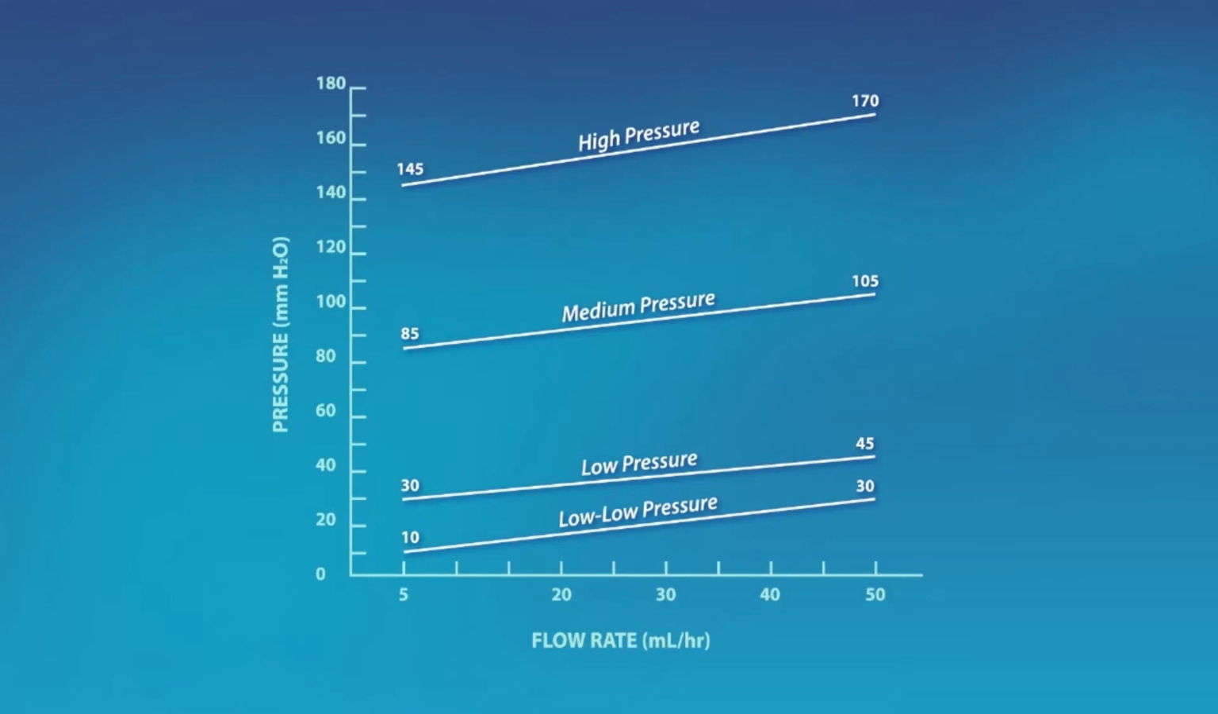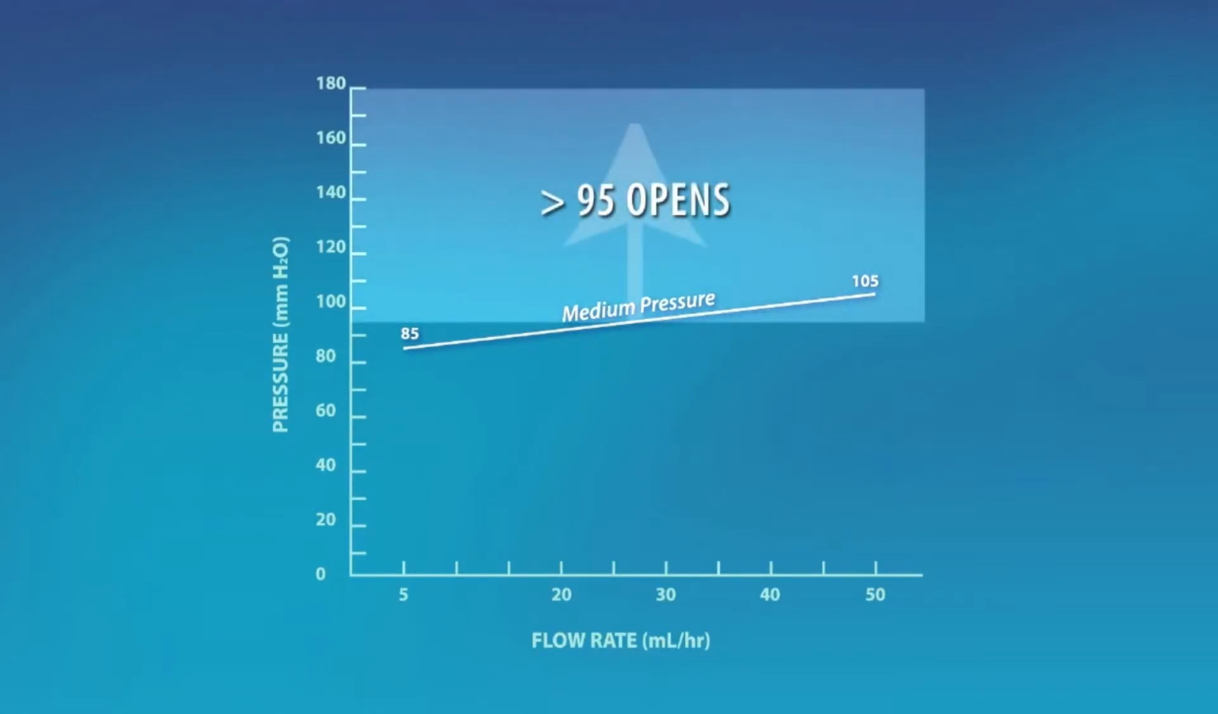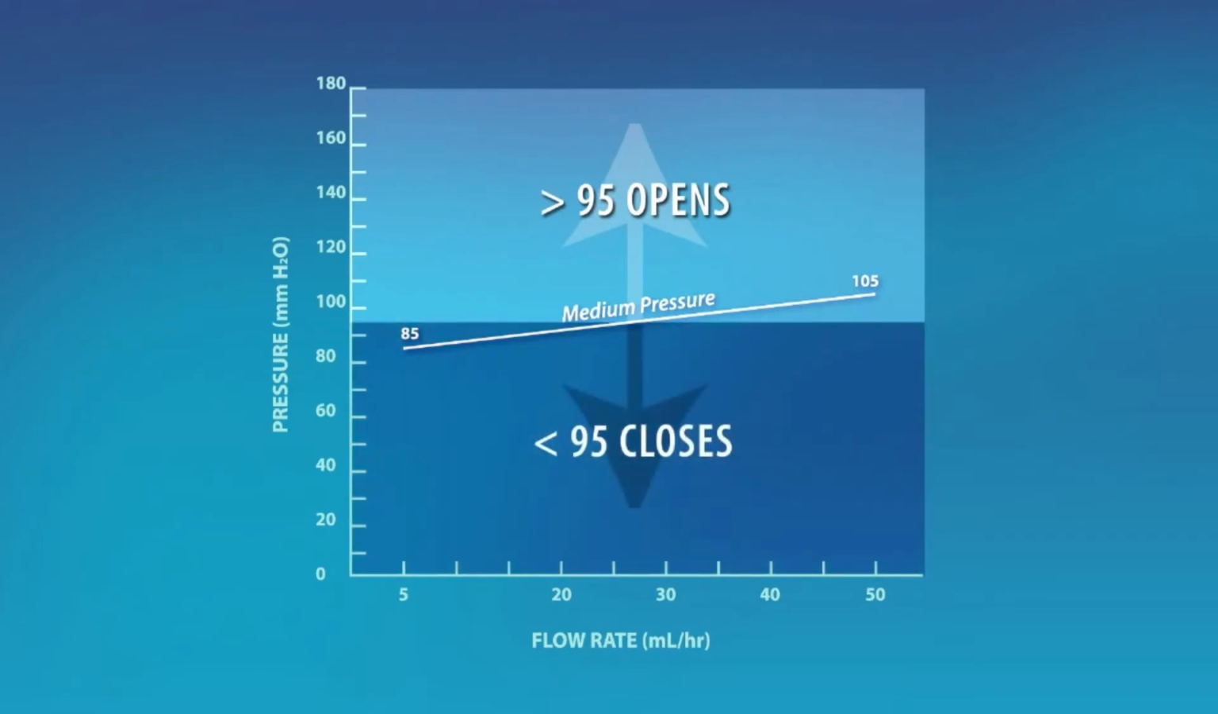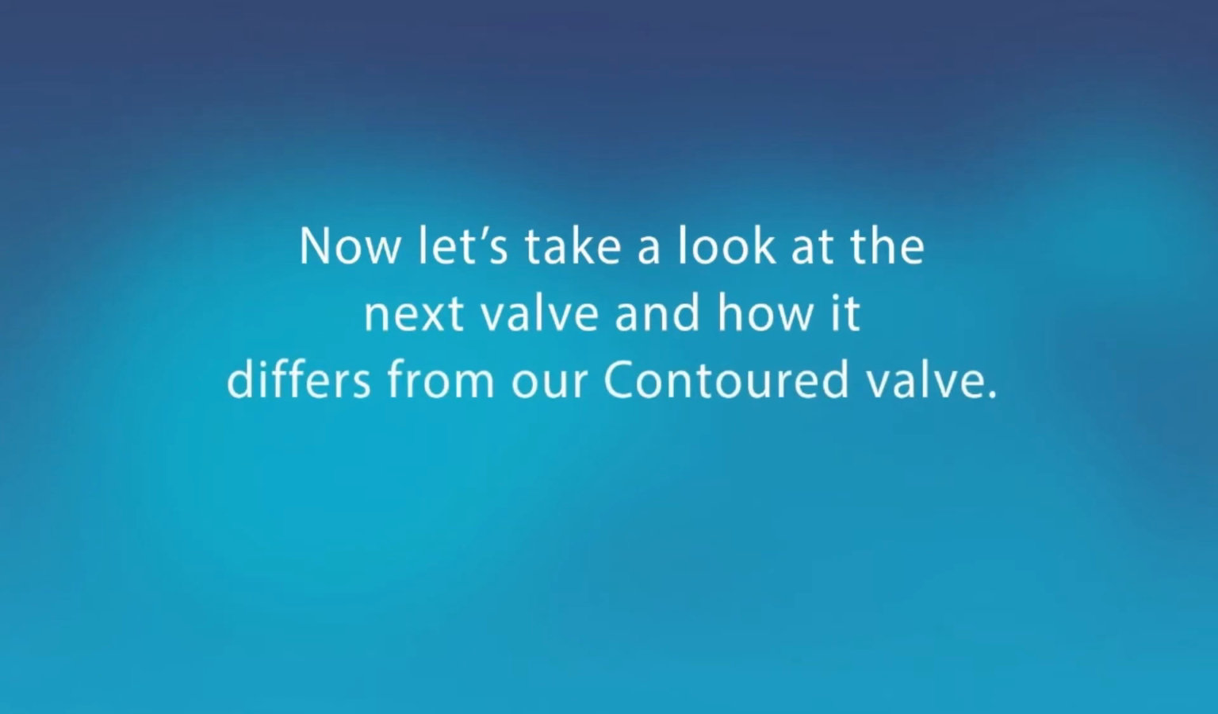For example, if a surgeon is using a medium pressure valve at an average flow rate of 25 milliliters per hour, the valve will have a nominal resistance of 95 millimeters H2O. Therefore, when the ICP is above 95 millimeters H2O, the valve opens and drains. When the ICP is lower than 95 millimeters H2O, the valve closes. Now, let's take a look at the next valve and how it differs from our contoured valve.